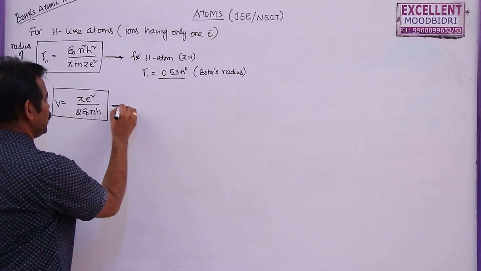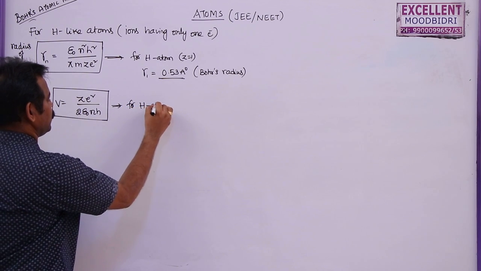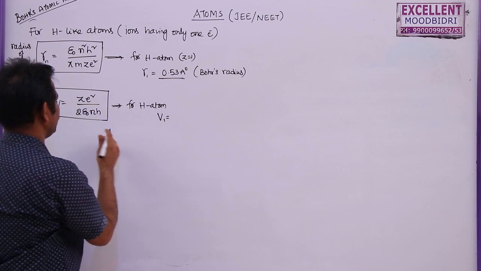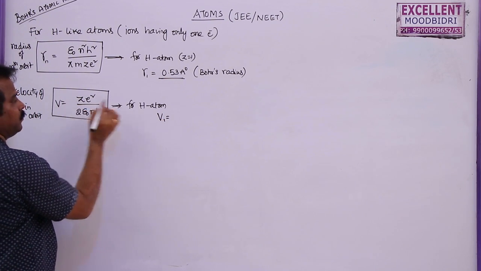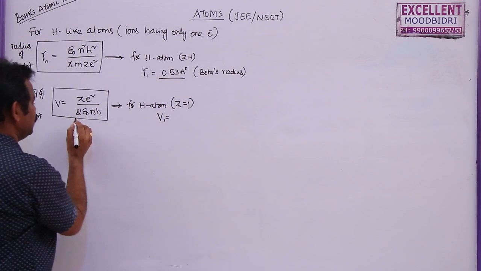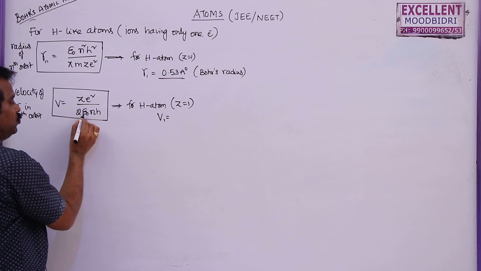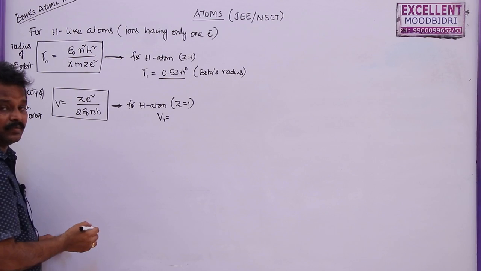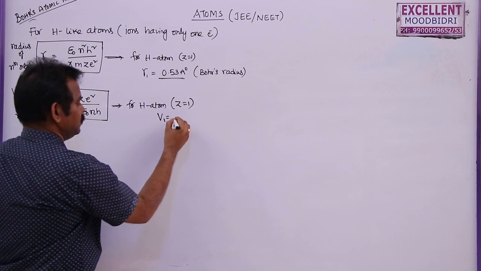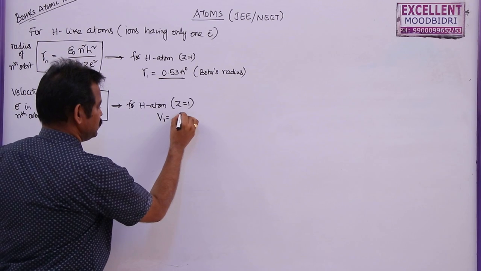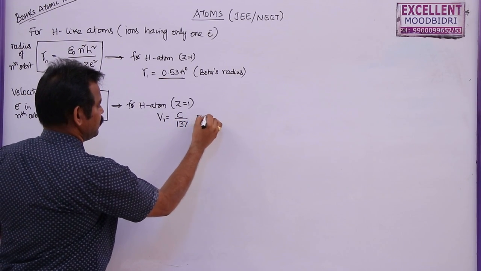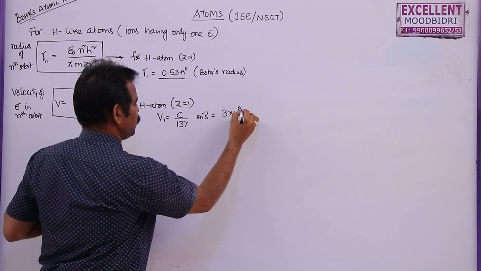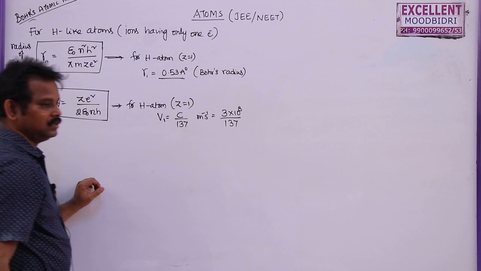Similarly, if you take the hydrogen atom only, the electron that is revolving in the first orbit, the velocity in the first orbit is given by, Z is equal to 1 for hydrogen. e is equal to the charge of the electron, epsilon naught is the permittivity of free space, n is equal to 1 as I am finding the velocity of the electron in the first orbit, h is equal to Planck's constant. If you substitute these values, you will get c by 137 meter per second, where c is the speed of light, 3 into 10 power 8, by 137.